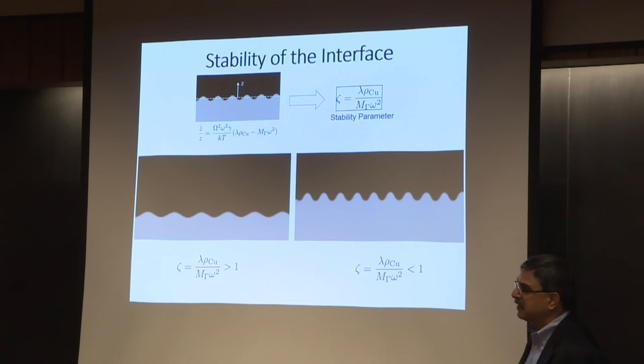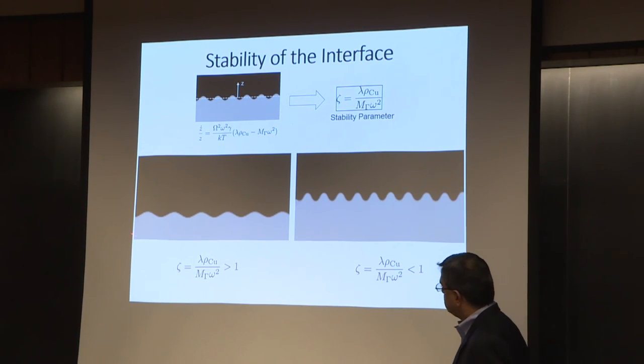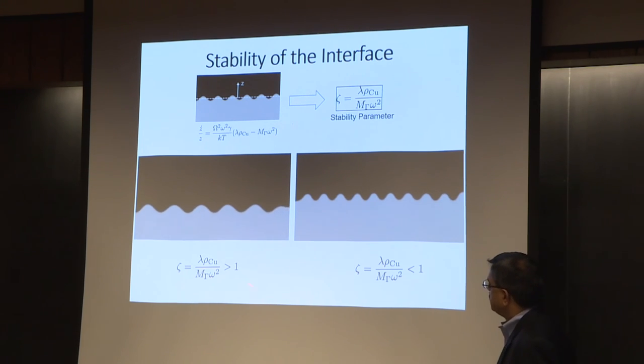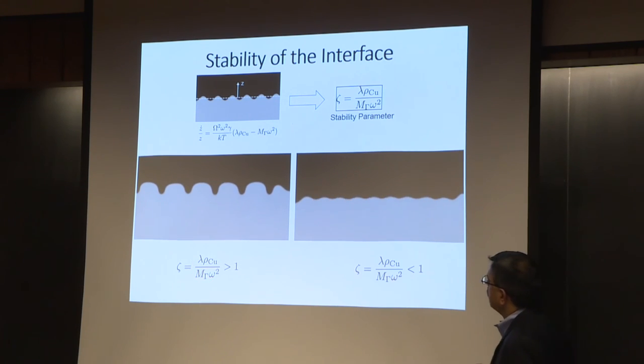Now we can also study the stability of the interface. You can ask the question, there is a stability parameter that determines whether this interface will scallop or will flatten. So we have a situation where this interfacial parameter, this lambda, relates to reaction rate. This is the diffusion along the interface. So depending on the value, this will scallop.